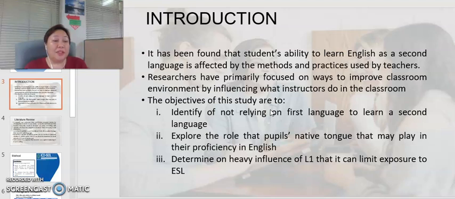The objectives of these studies are, number one, to identify the effects of not relying on first language to learn a second language. Number two, explore the role that pupils' native tongue may play in their proficiency in English, and determine how heavy influence of language 1, L1, can limit exposure to ESL.